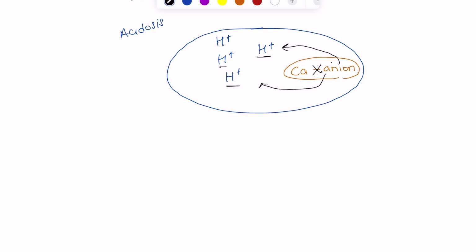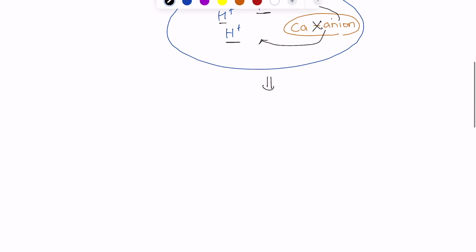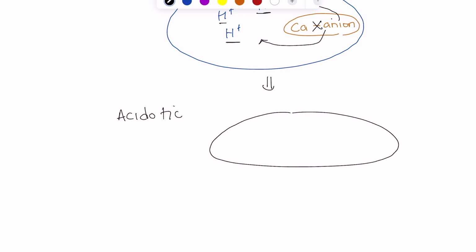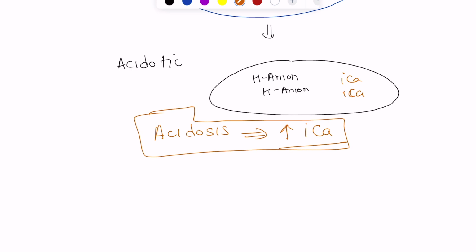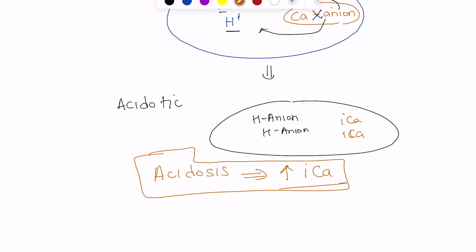Thus, in an acidotic situation, you're going to have H bound to the anion, and then a lot of calcium. So, acidosis leads to increase in the ionized calcium. So that's what you're going to remember for any type of situation where you're seeing an acidotic situation.